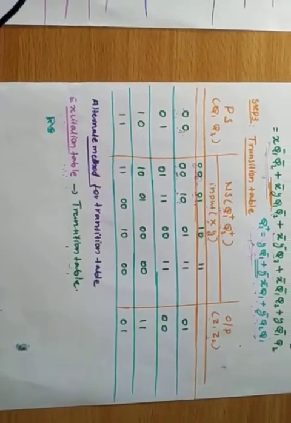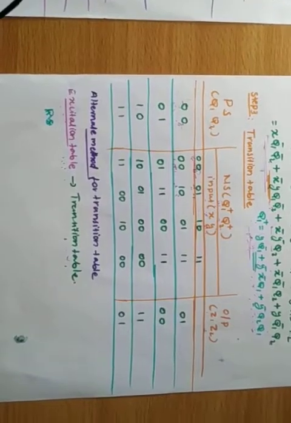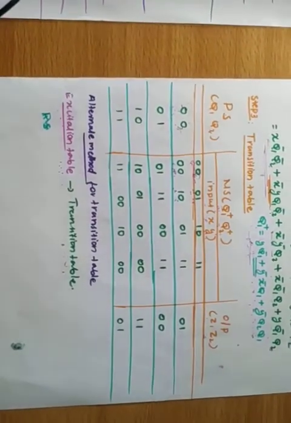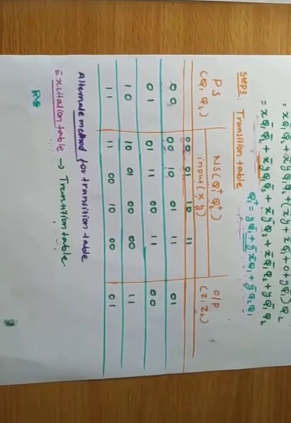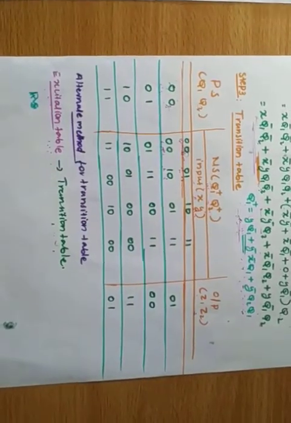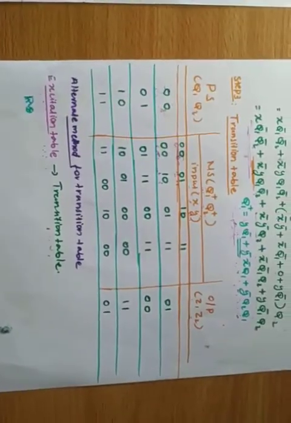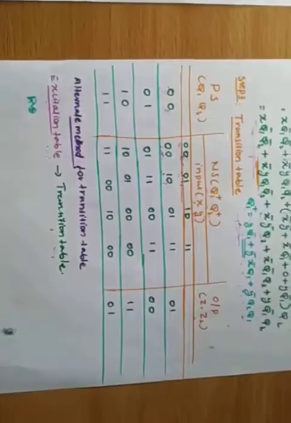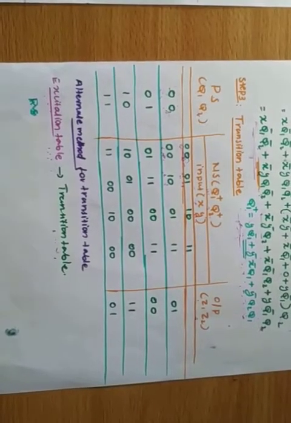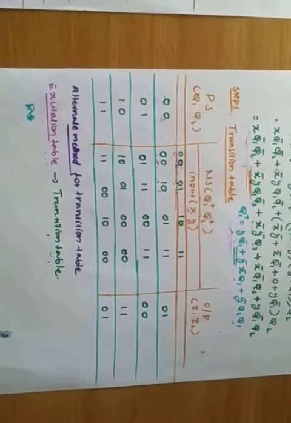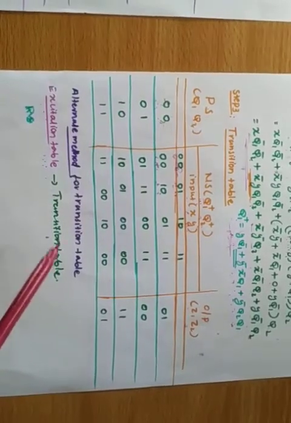And from the transition table we can find the state table and state diagram. That is our final step. Now we are on step 3, the transition table. To write the transition table we have another method, that is the excitation table and transition table. You draw the excitation table, then find the transition table; that we will discuss.